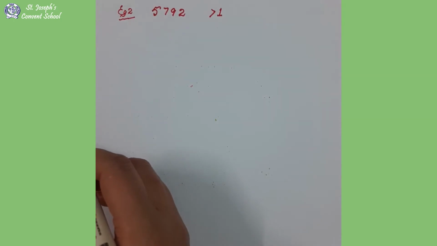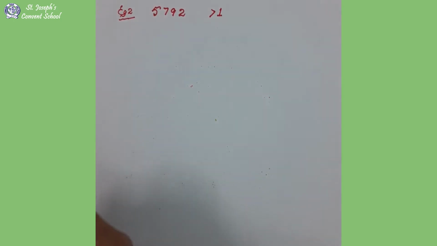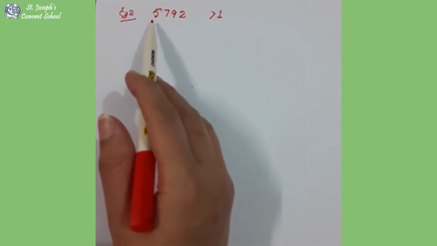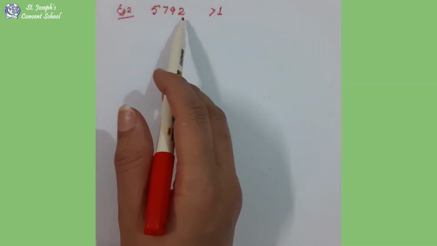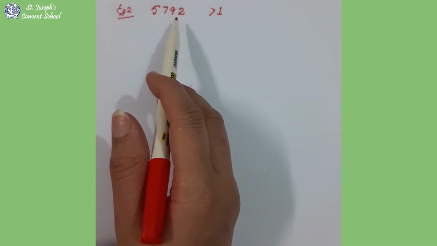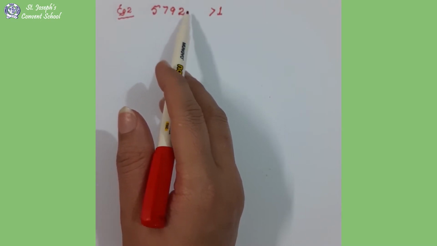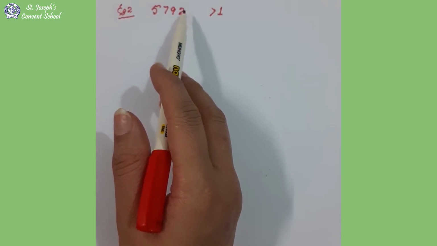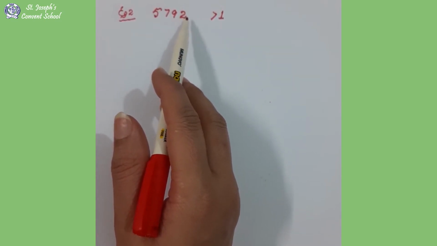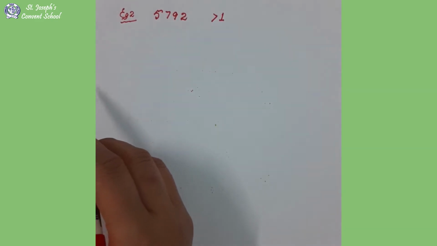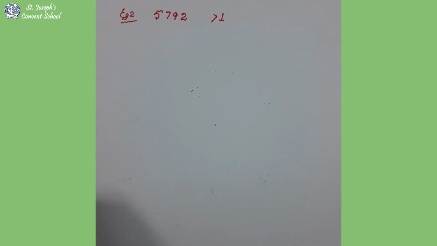Same rule you will apply, shift the decimal after the first non-zero digit. Now in this case the decimal is not mentioned, so how will you find the decimal? It is understood that the decimal is after the last digit. Okay, when the decimal is not mentioned, it is understood that the decimal is in the end.